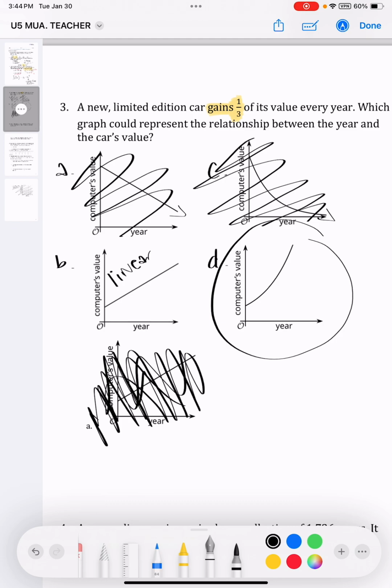In that root word of line, we have a straight line here. In this unit, we are focused on exponential growth, which means it's an increasingly high growth over a period of time. Not linear, meaning it's growing at the same exact rate every single time throughout the sequence. So it has to be D.